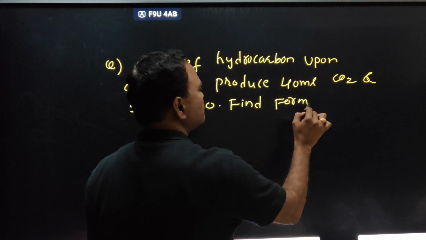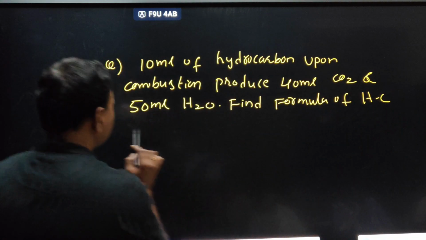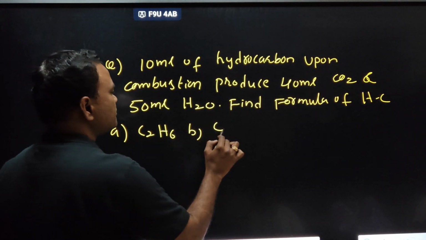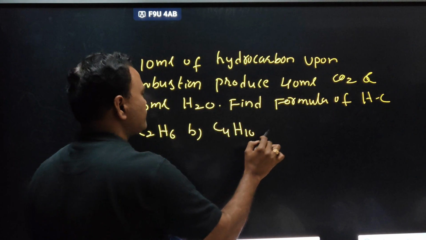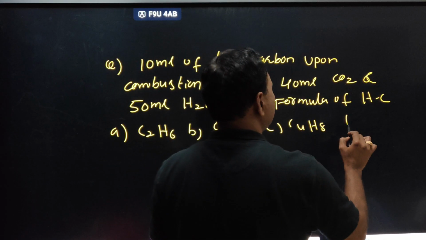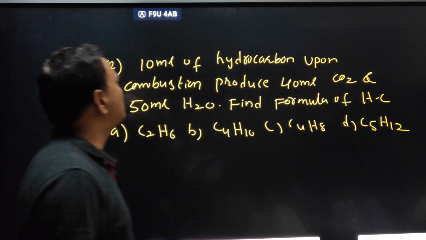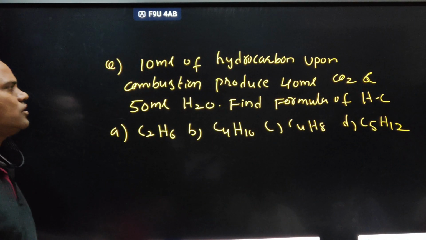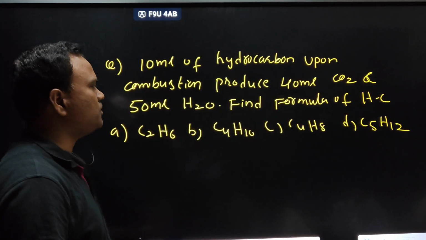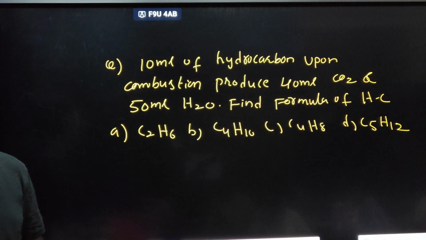Find the formula of the hydrocarbon. Option A C2H6, option B C4H10, C C4H8, D C5H12. 10 ml of hydrocarbon upon combustion produce 40 ml of CO2 and 50 ml of water. Find the formula of the hydrocarbon. By using the general formula, we can do this.